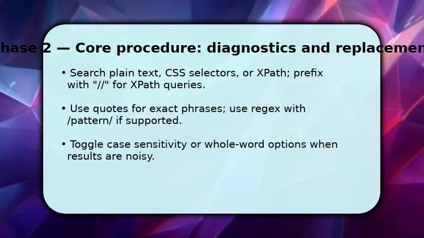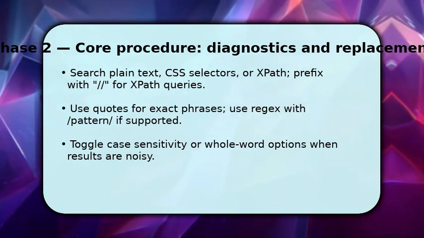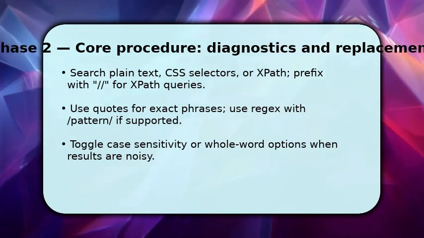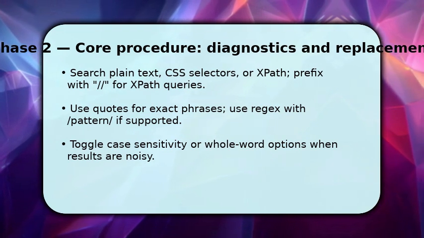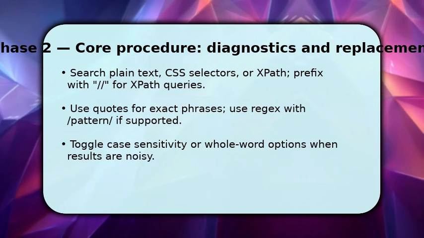Type plain text for visible content, enter a CSS selector like class name for nodes, or start with // for an XPath expression. Make sure to use quotes when you need an exact phrase. When pages are complex, switch to regex using slashes to match patterns.